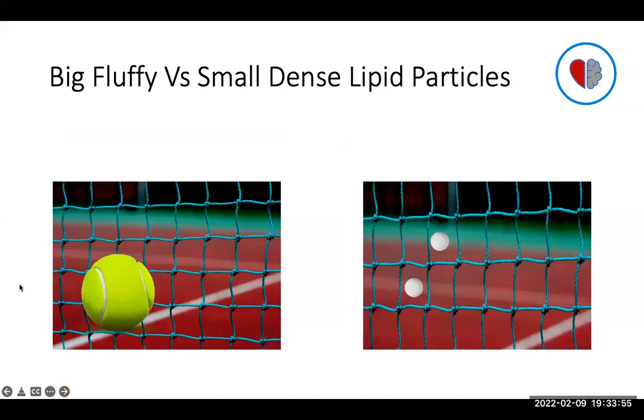Now, usually the analogy we give for patients is, this is a tennis net, and that is a tennis ball. So if you imagine that the net is the endothelium, a large buoyant LDL particle will not get in between the endothelial cells and cause problems. Whereas on this one, you can see that the small dense particles are small and they can easily get in between the endothelial cells. So this is a simpler way to explain the difference between large fluffy and small dense.